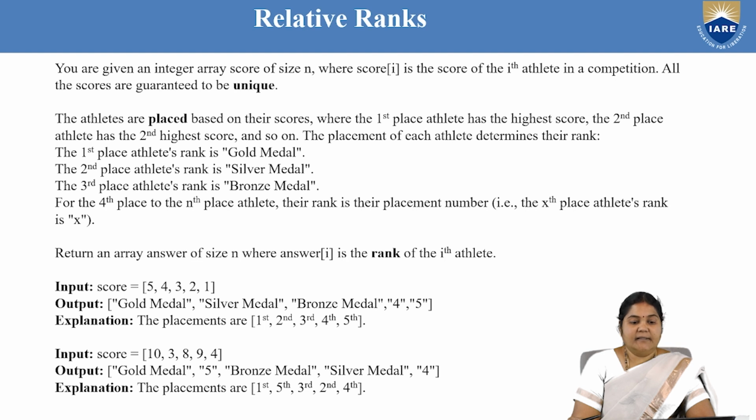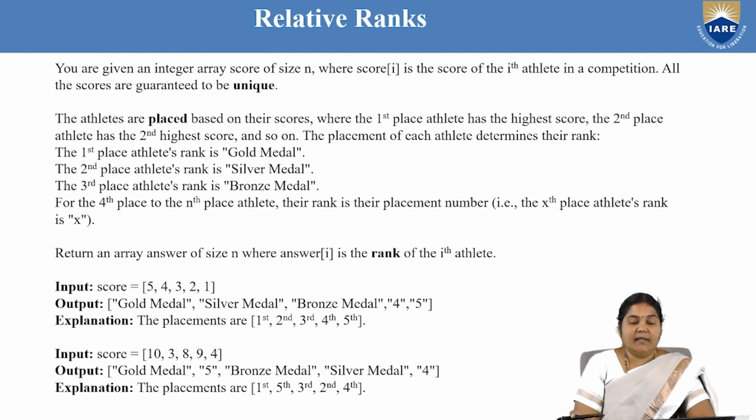You are given an integer array score of size n, where score[i] is the score of the ith athlete in a competition. All the scores are guaranteed to be unique. That means you have been given a scores array or list where the scores of a number of athletes are available. Now the athletes are placed based on their scores, where the first place athlete has the highest score and the second place athlete has the second highest score, and so on. So the placement of athletes determines their rank.